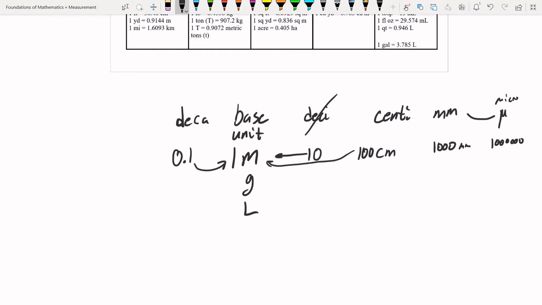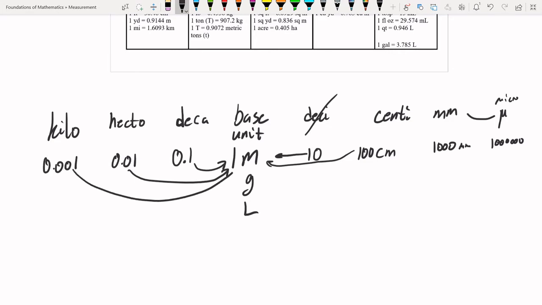A hectometer is the next one. It's 100 times as big as a base unit. So we need a smaller unit to represent 1 meter, or of course, 1 gram or 1 liter. It's all the same thing. What is used commonly is the kilo. The kilometer. This is 1,000 times as big as the meter. So 0.001 is 1 meter. Or in other words, 1 meter equals 0.001 kilometers. Oops, let me go the other way. 1,000 meters equals 1 kilometer.